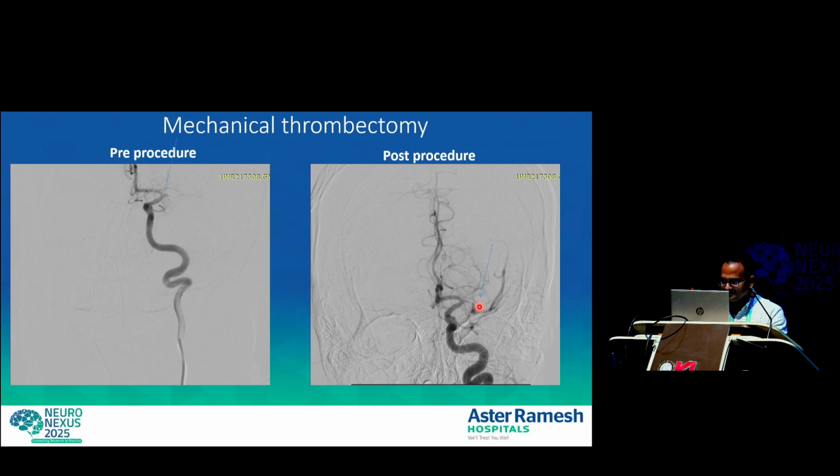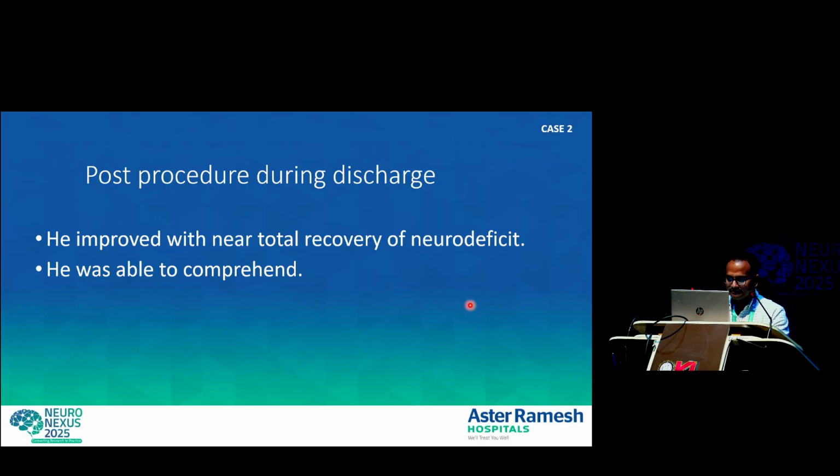Unfortunately, after 1 month he again came with the same symptoms. So we did stenting for the same patient at the M1 segment. This admission, he improved with near total recovery of neuro deficit. He was able to comprehend also.